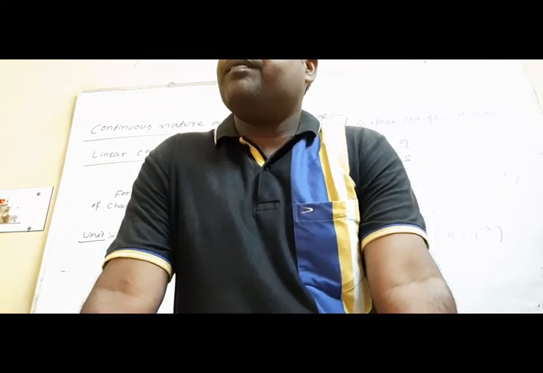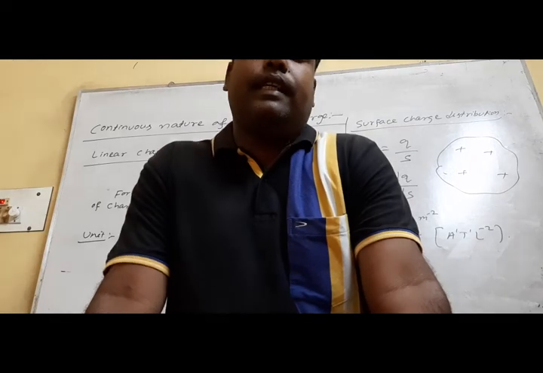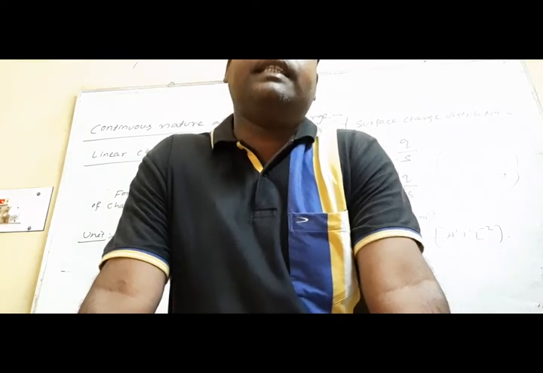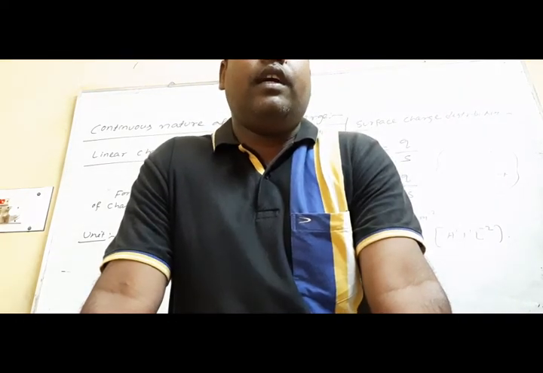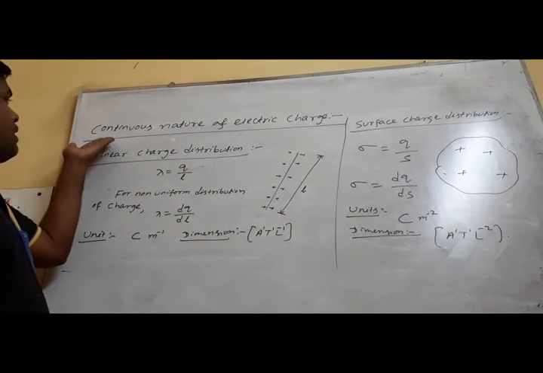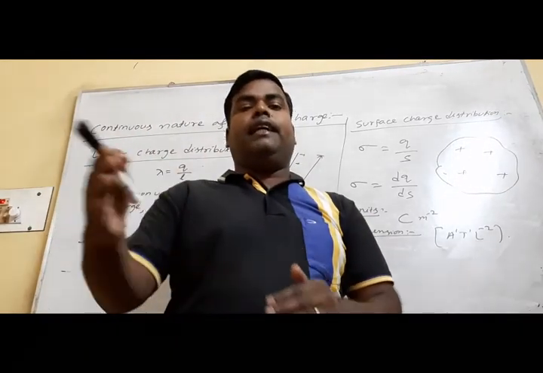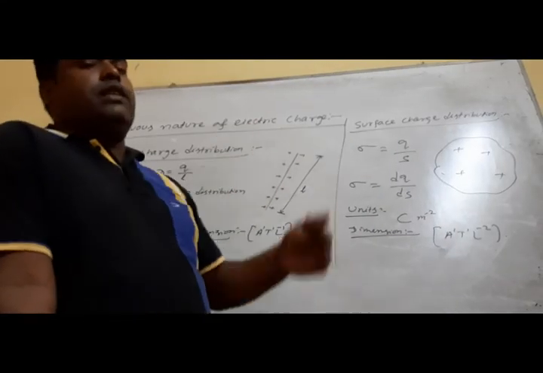You know, previously we have discussed the properties of electric charge. So there we have learned the charge is quantized. Charge is quantized means charge is discrete in nature. Charge is not continuous. That is Q is equal to NE. But here we will discuss continuous nature. It is a contradicting statement. We learned charge is discrete, but here we have written continuous nature of electric charge.